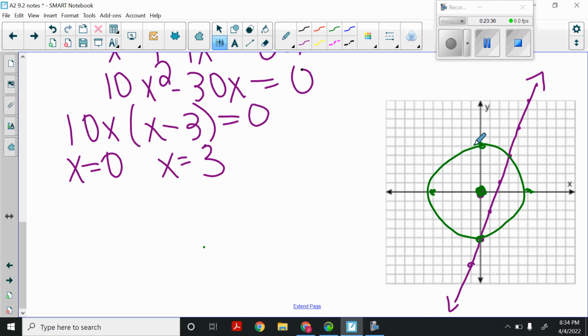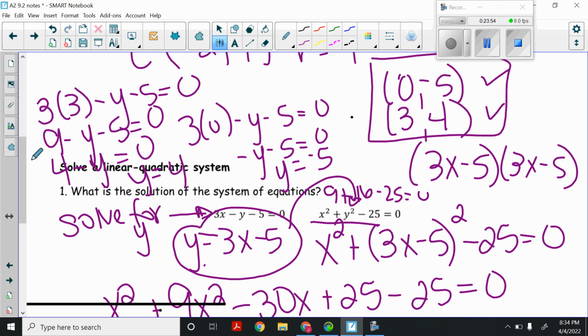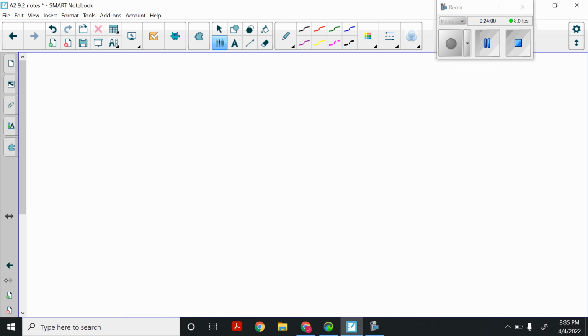And so where do they intersect? At this point and at this point. So this is the point 0, negative 5. This is the point 1, 2, 3, and 1, 2, 4, which is exactly what we got here: 0, negative 5, and 3, 4.